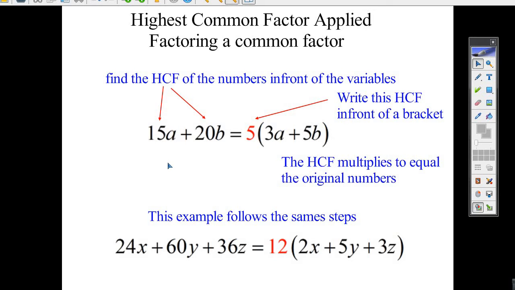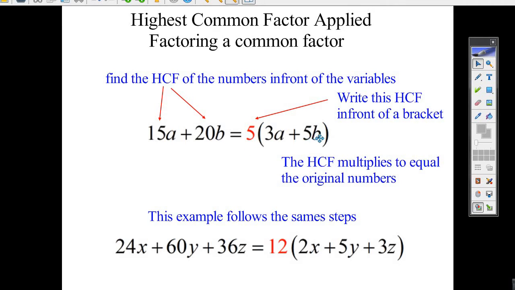Now you can use all sorts of different techniques. Maybe this is 3 times 5. That's 2 times 2 times 5. Well, the only common factor is 5, and it's the highest common factor. And what we do is we write it down in front of a bracket, and then we put two things inside the bracket. This bracket means multiply. So the thing we put here is 3a, because 5 times 3 gives me 15a.